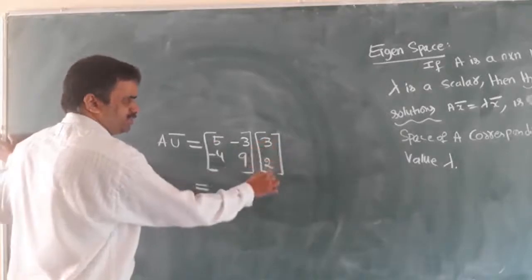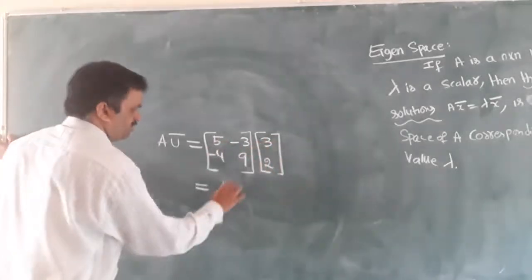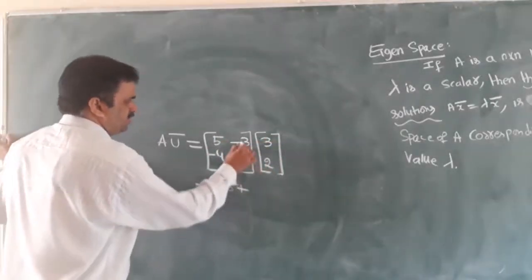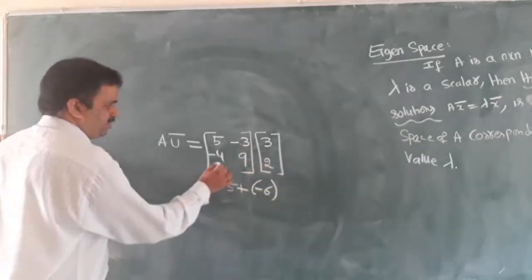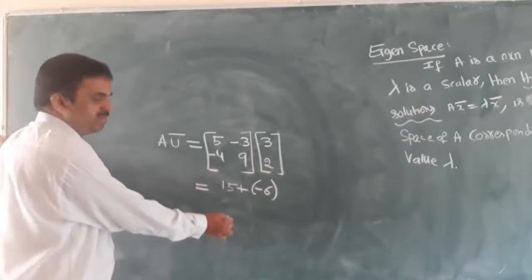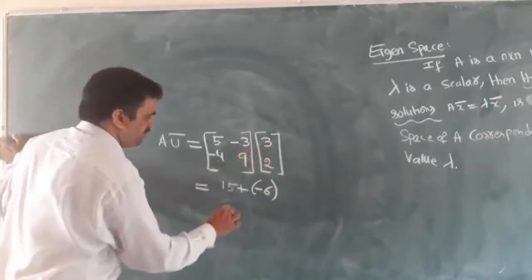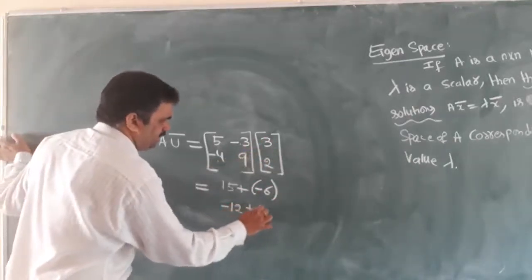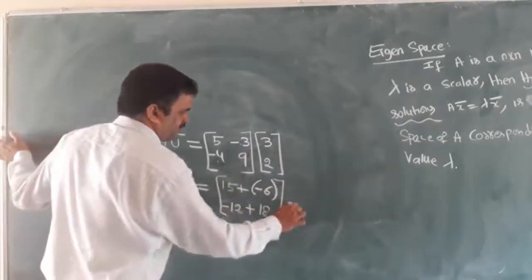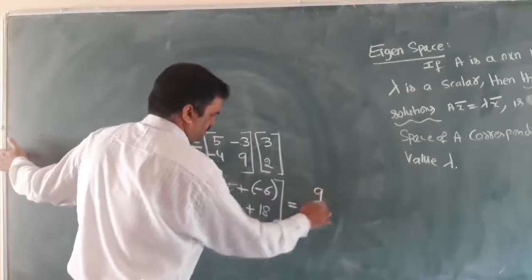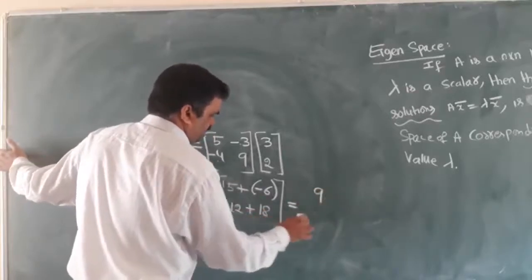Now multiply it. First row with first column: 5 times 3 is 15, plus minus 3 times 2 is minus 6. Second row: minus 4 times 3 is minus 12, plus 9 times 2 is 18. So we get 15 minus 6, which is 9, and minus 12 plus 18, which is 6.